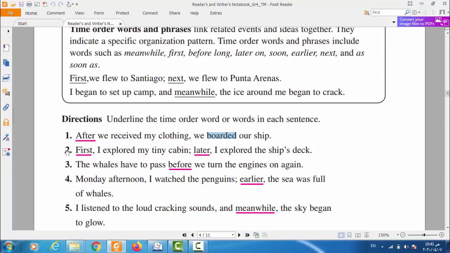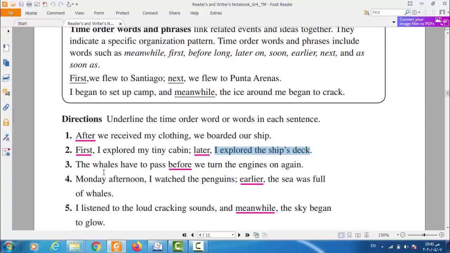Number 2: First I explored my tiny cabin, later I explored the ship's deck. In here I say first, and in the second sentence I say later. First means this one happened first, and later means this one happened after that. So the words first and later showed me the time order of the events.